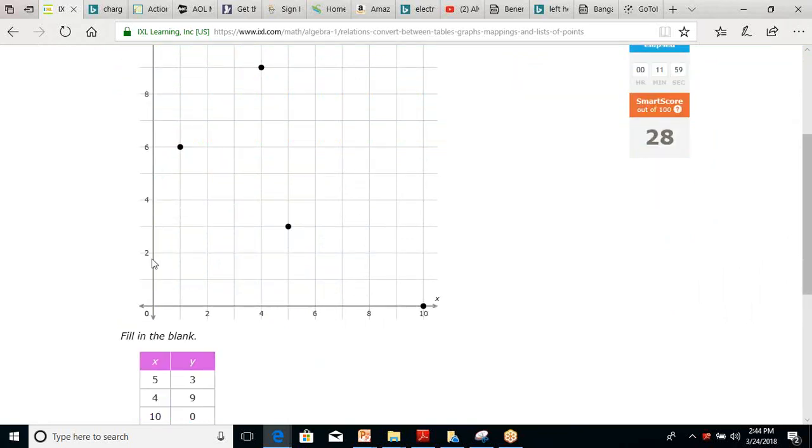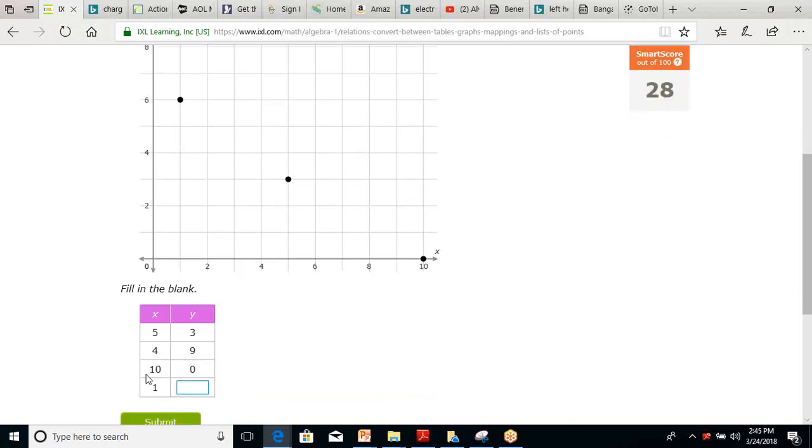So for this point, where x is 1 and y is 6. They ask you to fill in the blank. If x is 1, the domain is 1, and if you go straight up, this point is y 6. So this has to be 6.